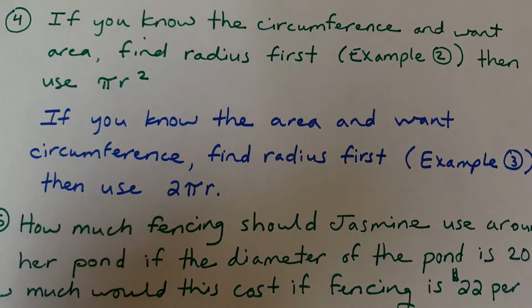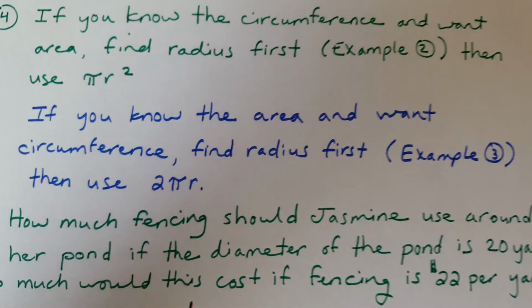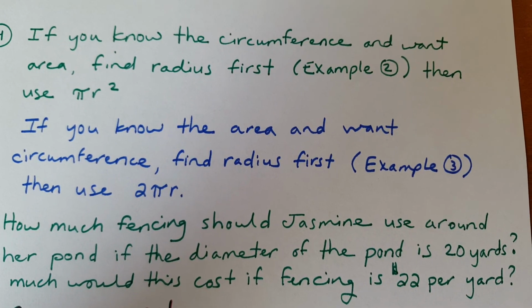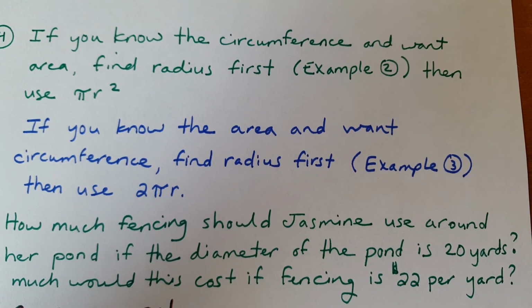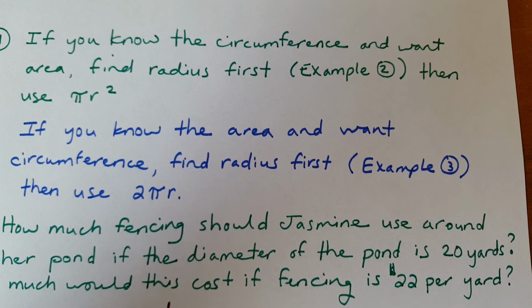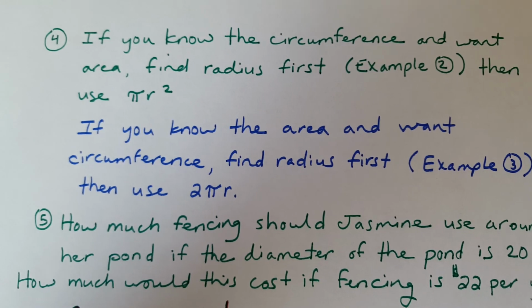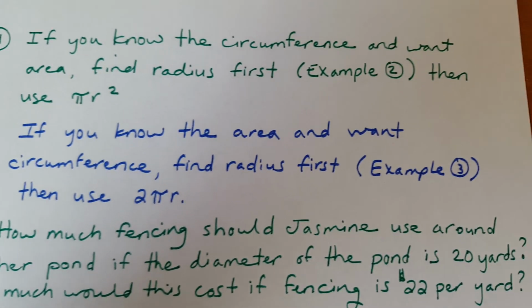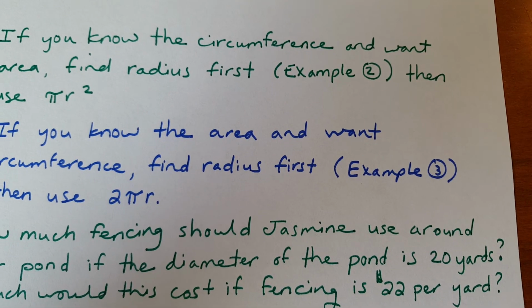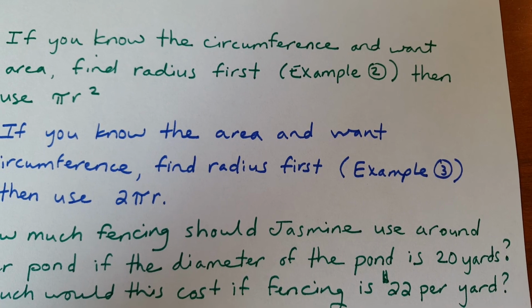And then let's look at an application problem. How much fencing should Jasmine use around her pond if the diameter of the pond is 20 yards? How much would this cost if fencing is $22 per yard?